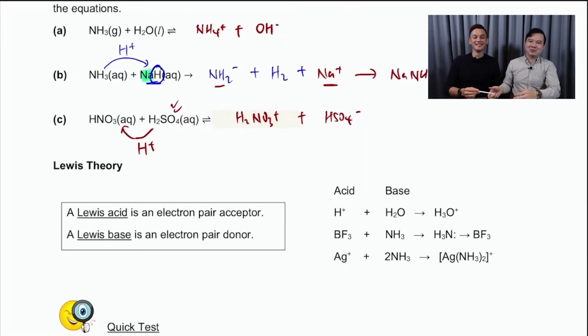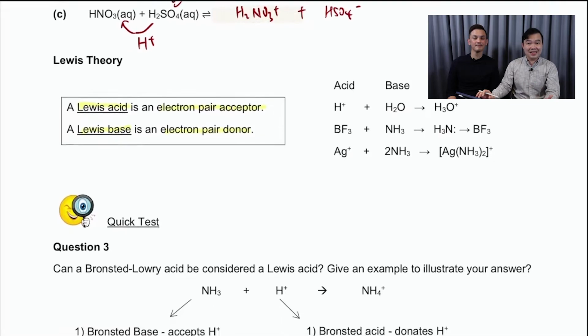So the last part over here is we're going to look at the last theory known as the Lewis theory, which is to discuss the electron pair transfer. So instead of dealing with proton H+, now we're going to look at an electron pair. So the definition over here, Lewis acid is going to be somebody who accepts an electron pair. So it's slightly different from a H+. For Lewis base, on the other hand, will be an electron pair donor. So we're going to use the second example to illustrate this idea.